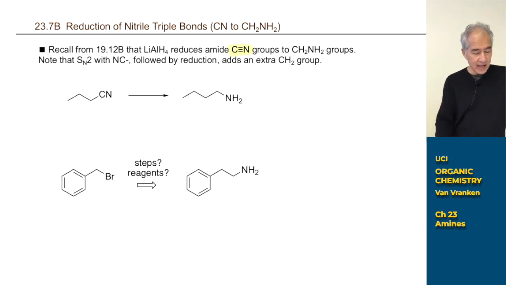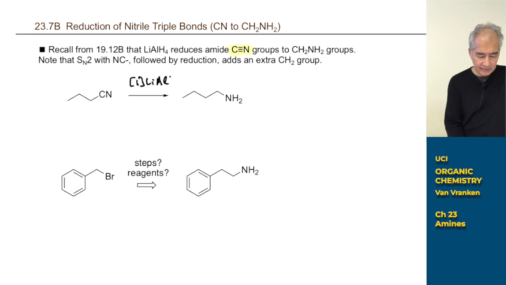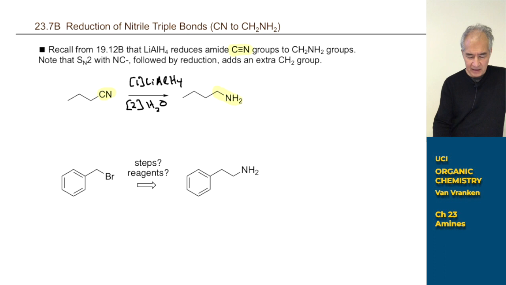So we taught you in that chapter that you could use these same lithium aluminum hydride conditions. Step 1, lithium aluminum hydride. Step 2, H2O workup. And that will convert this C triple bond N into a CH2 amino group. So notice that this method will always produce a CH2NH2 group.